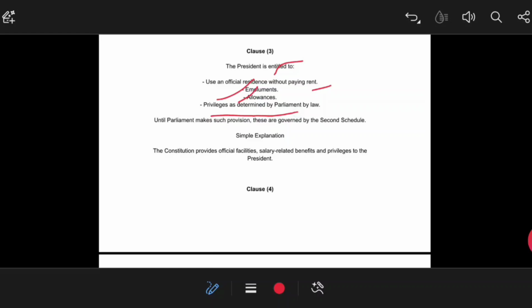Emoluments, allowances, privileges are basically determined by the parliament. Until parliament makes such provision, these are governed by the second schedule. The simplest explanation is that the constitution provides some facilities for the president, like salary, allowances, or where they will reside. So everything for the president is provided under these articles.